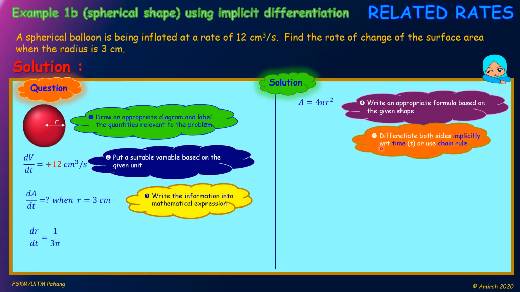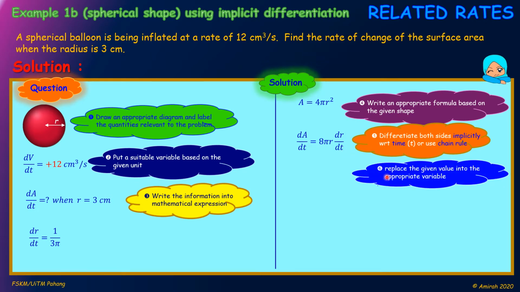After that, we continue with step 5: differentiate both sides implicitly with respect to time, if we want to solve using implicit differentiation. So we differentiate A with respect to time, and we have dA over dt equals, differentiating 4 pi r squared, 8 pi r, and at the back we should have dr over dt because we differentiate with respect to time.